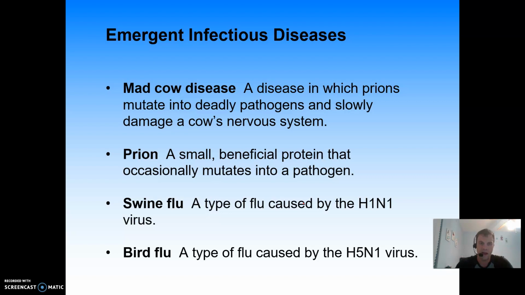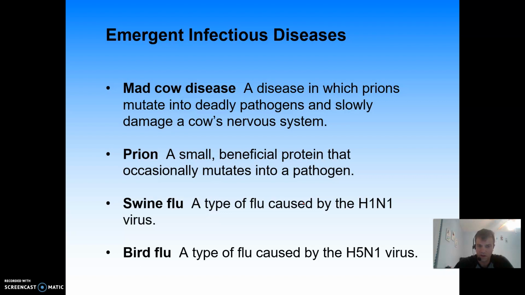Mad cow disease is a disease that, again, popped up in the 1990s in England, and it's a disease in which prions mutate into a deadly pathogen, slowly damage a cow's nervous system, and then this can be passed on to humans. And so what is a prion? That's a small beneficial protein that occasionally mutates into a pathogen. So that happened in the cows. People ate the meat, and they would get mad cow disease.